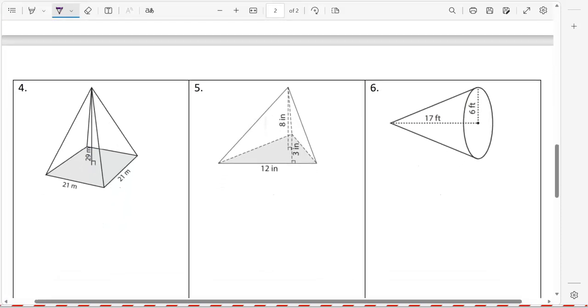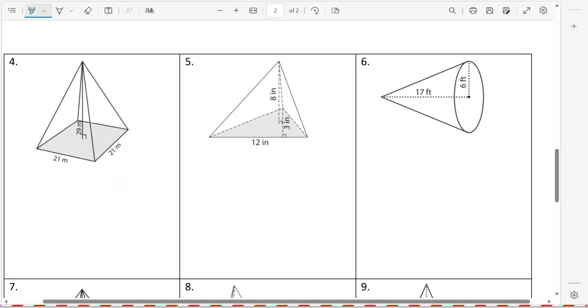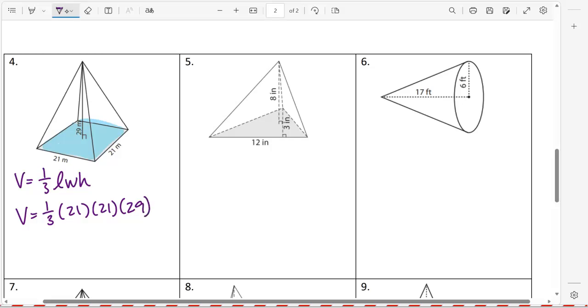Okay? So for number 4, our base is a rectangle. So that means we're going to calculate volume for a rectangular pyramid. So 1/3 times the length times the width times the height. So the length is 21, the width is 21, and the height is 29. Put that in your calculator, and you learn that volume is 4,263 cubic meters.